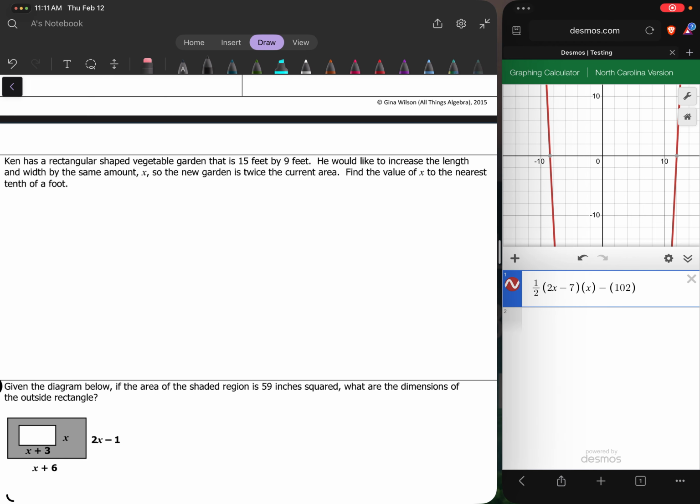Number 7. We have a rectangular shaped vegetable garden that is 15 by 9 feet.